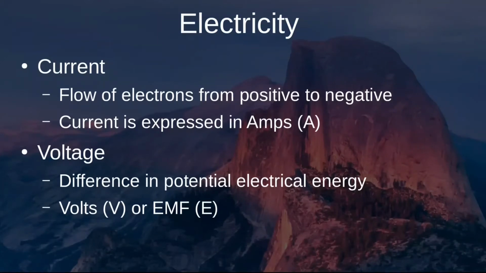Current is the flow of electrons from positive to negative. It's analogous to the flow of water. Current is expressed in amps, abbreviated with a capital A. Voltage is the difference in potential electrical energy between two sources or reference points. It's analogous to a pressure differential. And voltage is expressed in volts with a capital V, or EMF, or electromotive force, with a capital E.